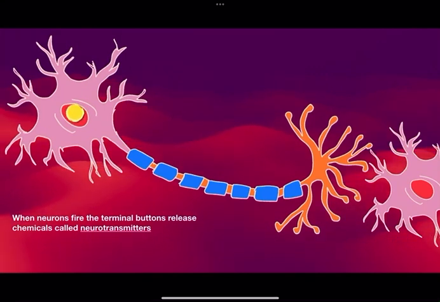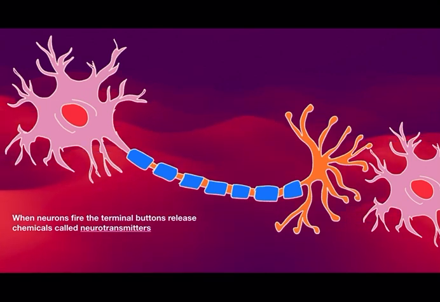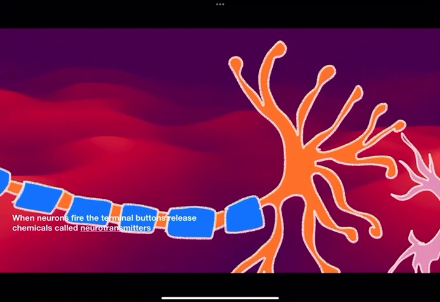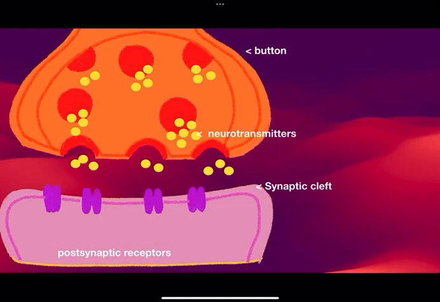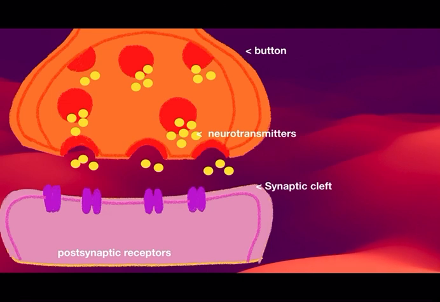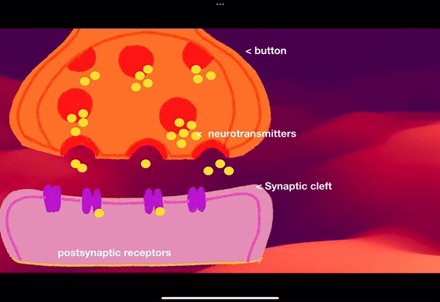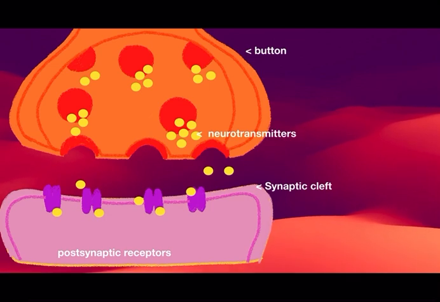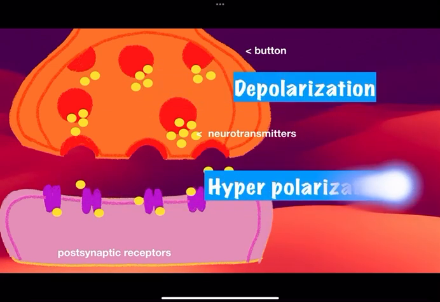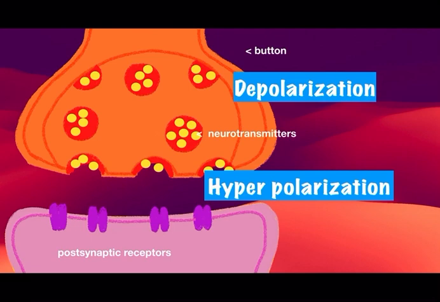Going back to the neuron, when neurons fire, the terminal buttons release chemicals called neurotransmitters that diffuse across the synapse. The synapse is the gap between the terminal buttons and another receiving neuron. When the neurotransmitters are released, they bind to postsynaptic receptors on the membrane of the next receiving neuron. Here, one of two things occurs: depolarization or hyperpolarization.